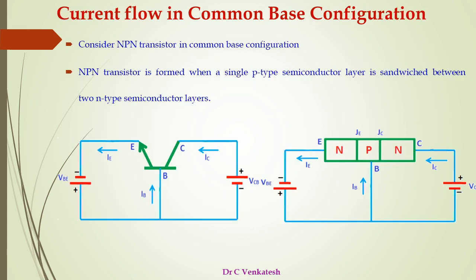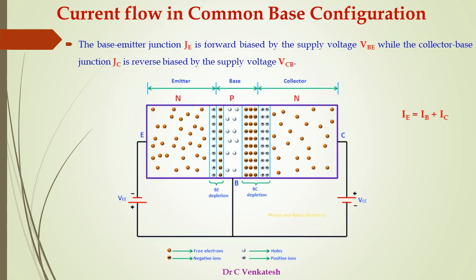Current flow in common base amplifier. For the sake of understanding, let us consider NPN transistor in common base configuration. The NPN transistor is formed when a single p-type semiconductor layer is sandwiched between two n-type semiconductor layers. The base emitter junction JE is forward biased by the supply voltage VBE, while the collector base junction JC is reverse biased by the supply voltage VCB.